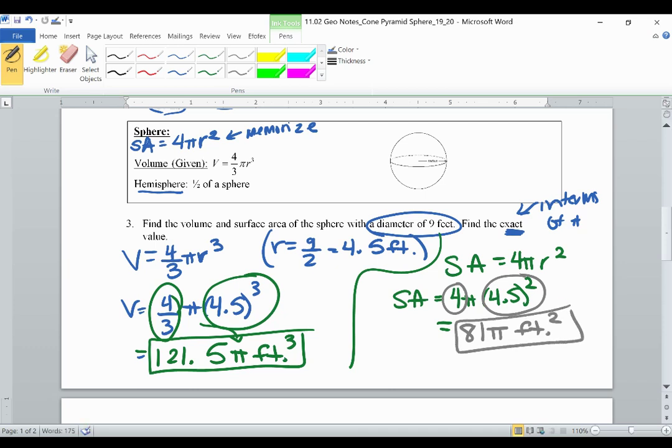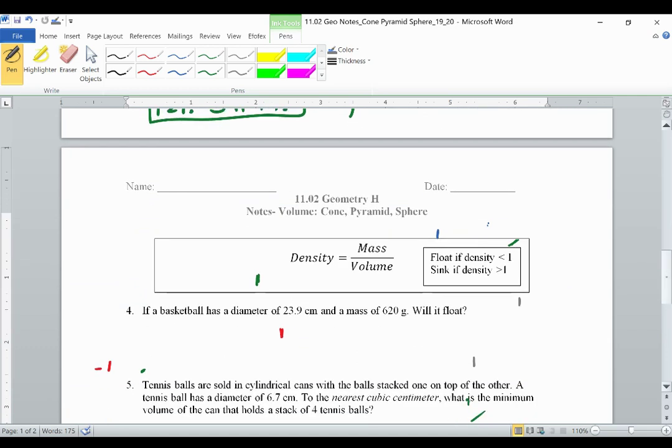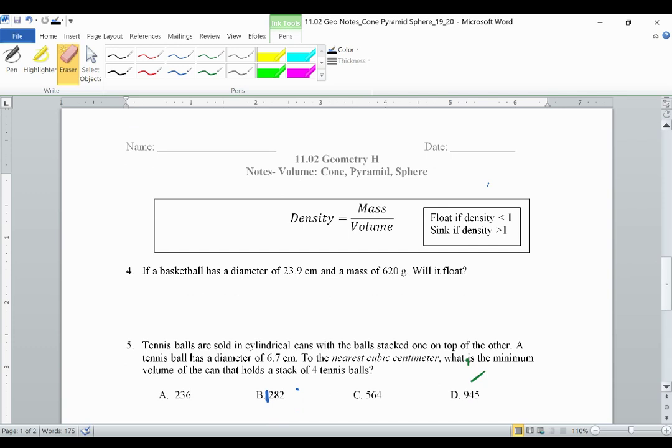So those are the 3 main formulas. That kind of wraps up our volume formulas for us. So we're going to look at one more thing today, and that is a little bit about density, which I know you guys talk about in science. You may have done a little bit of it in math as well.